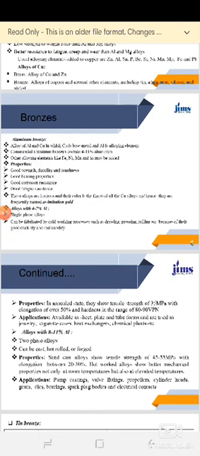Alloy with 8 to 11% of aluminum, two-phase alloy, can be cast, hot rolled or forged. The properties: sand cast alloy shows tensile strength of 45 to 55 MPa with elongation between 20 to 30%. Hot worked alloy should show better mechanical properties not only at room temperature but also at elevated temperature.